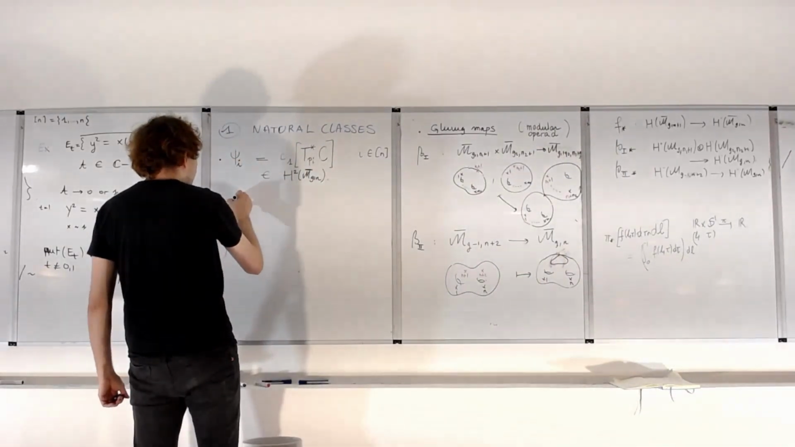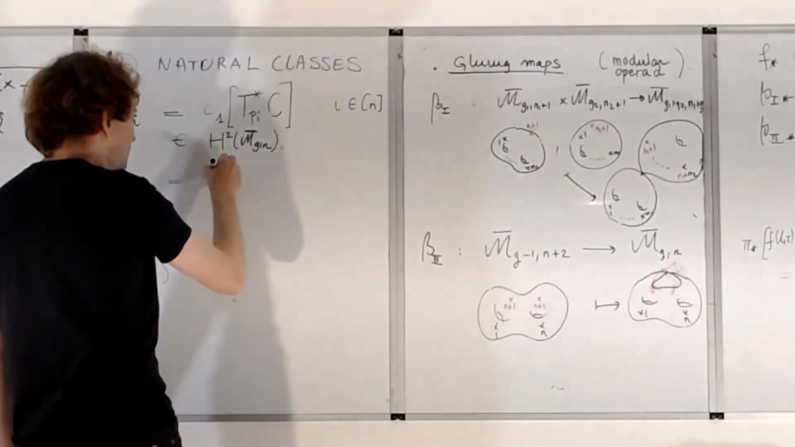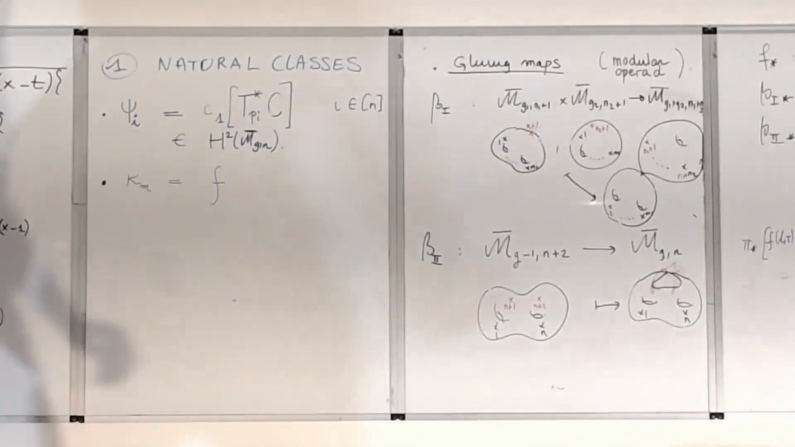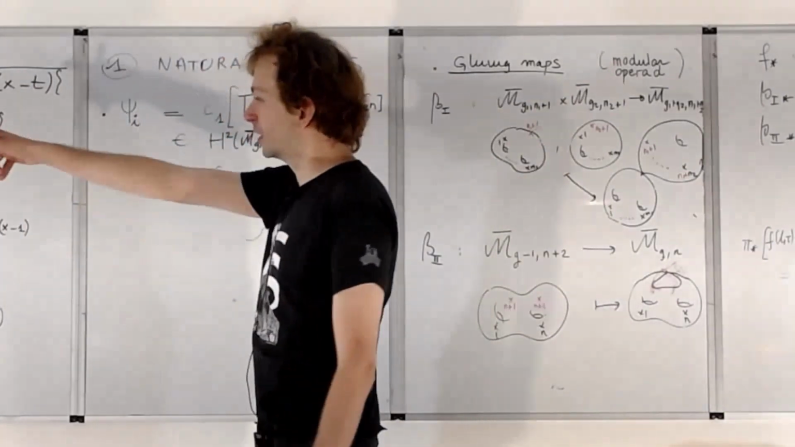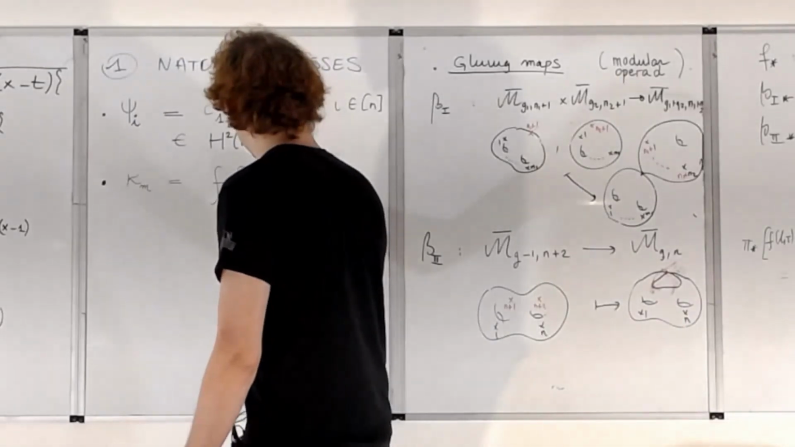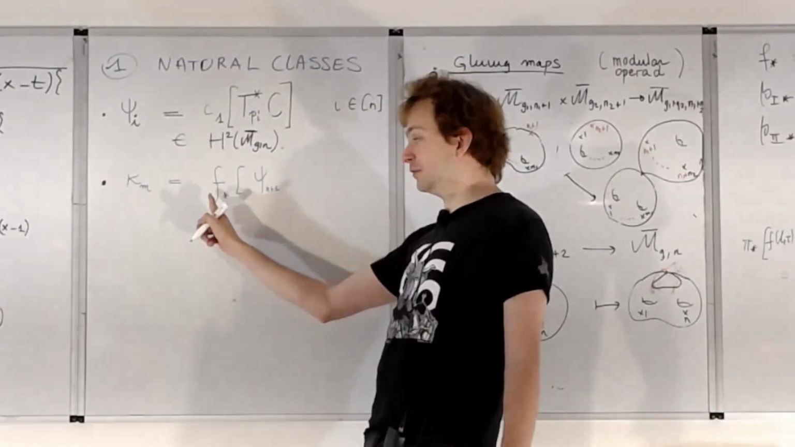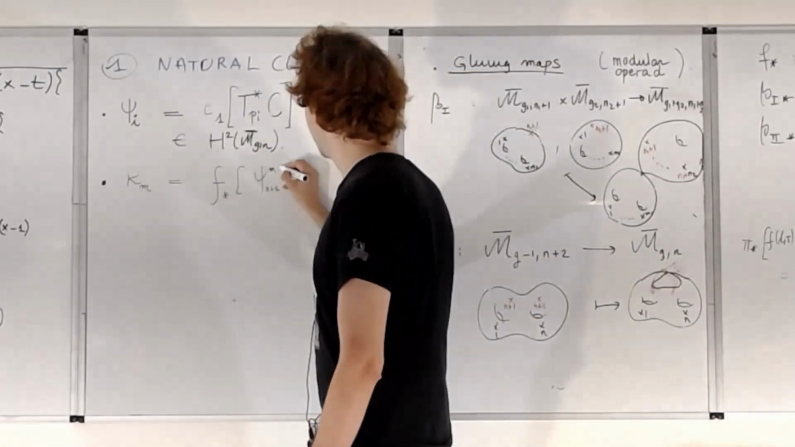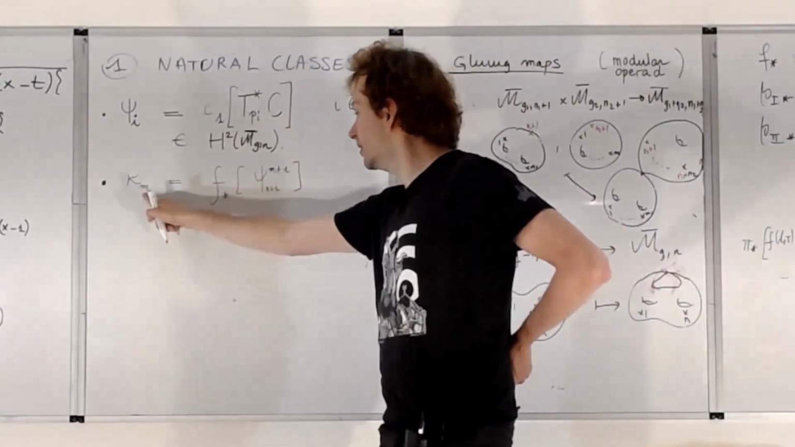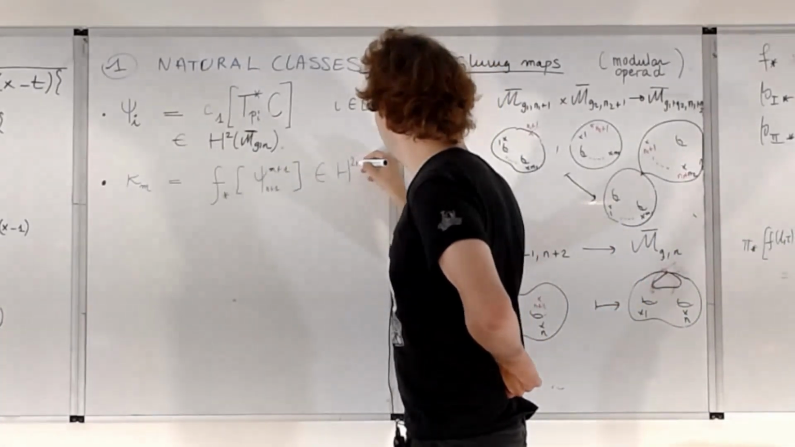So then there's the kappa class. For the kappa class, you're going to take this forgetful map. So I fix g, n. It's a map going from M_{g,n+1} to M_{g,n}. And you're going to push forward psi, the one associated to the n plus 1 point, the one you forget along this, to the power m plus 1. It's kappa m, and here I have m plus 1.